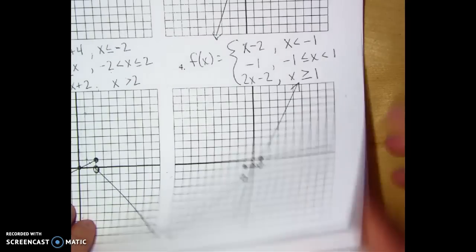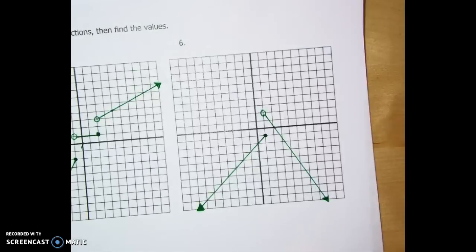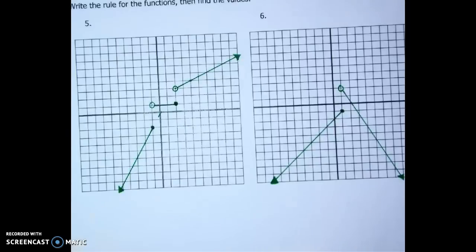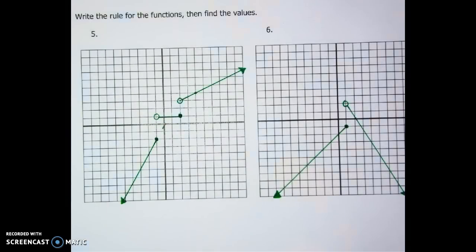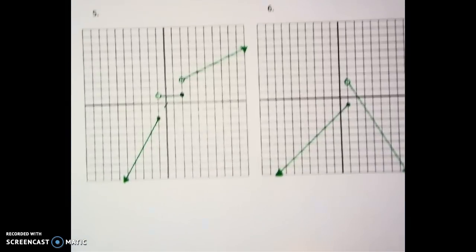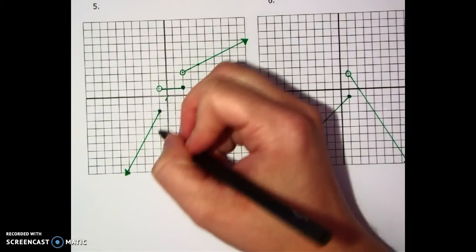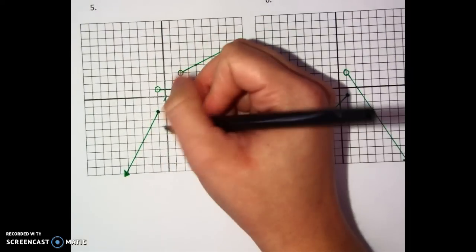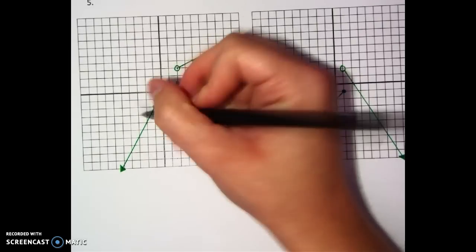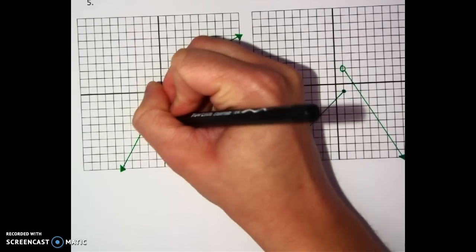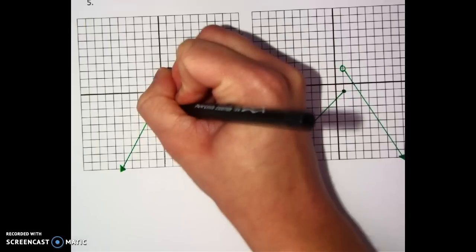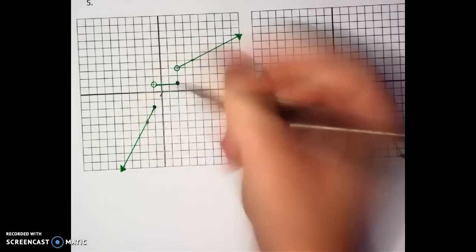Okay, let's go to the back. And you've got a couple back there to do. Okay, these are where you have to find the rules. So for this one, I'm first going to find the slope. I'm not going to do the formula for this one. I'm just going to say it starts here, it goes up 2 over 1. So I know the slope here is 2.